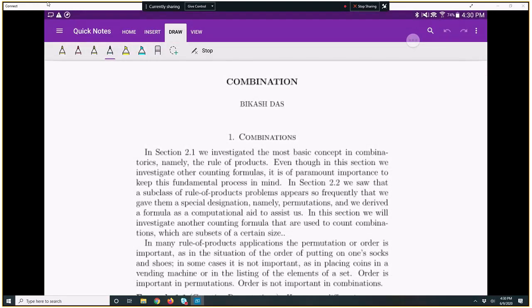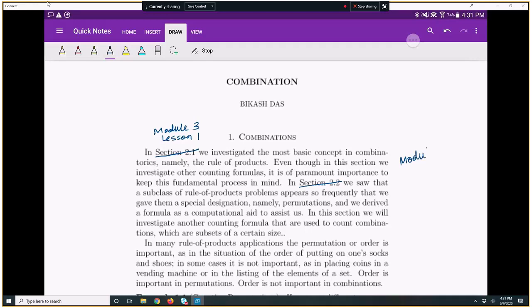So in this video, we'll be talking about combinations. But let's start by remembering that in section 2.1 of your textbook, which is our Module 3, Lesson 1, we talked about the most basic concept in counting, the rule of products. In this section, we're going to investigate a different counting formula, but it's important to keep these fundamental processes in the back of our mind. So section 2.2, that's going to be our Module 3, Lesson 2.